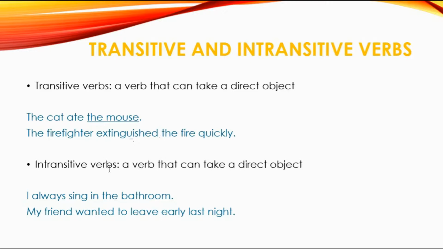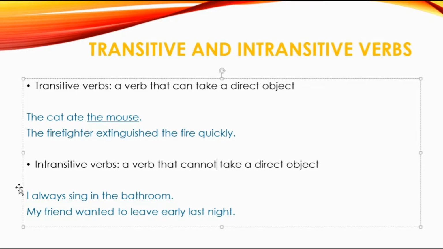But the intransitive verbs are verbs that cannot take a direct object. I'm sorry about that mistake. Look at this example: I always sing in the bathroom. I sing, right? Sing can be transitive and intransitive, but in this case it's intransitive. As you see, there is no noun here. I have a preposition, then a noun. So because of that, it's an intransitive verb.